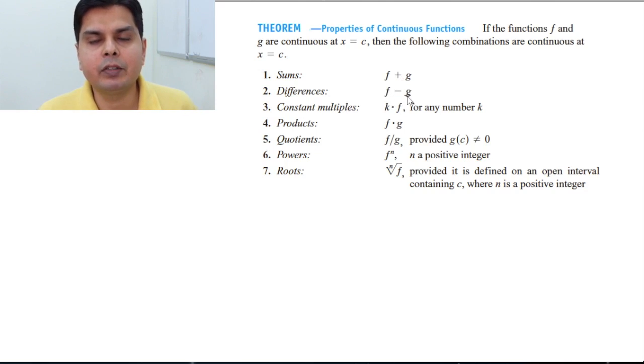Difference like f minus g, that will also be continuous. Constant multiple k times f will be continuous. Product will be continuous. Quotient f by g will be continuous, provided g of c is not equal to 0, because in that case this quotient will not be defined. Power is also continuous, and the nth root of f is also a continuous function, provided it is defined on an open interval containing c, where n is a positive integer.